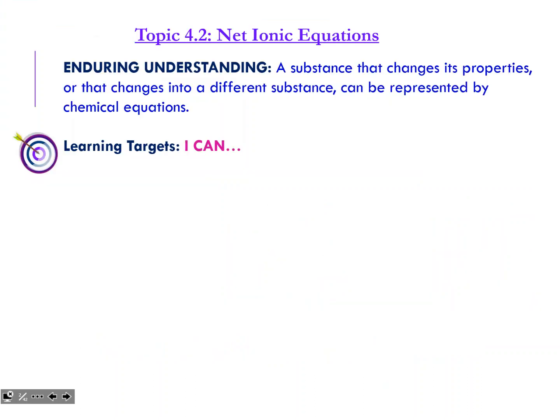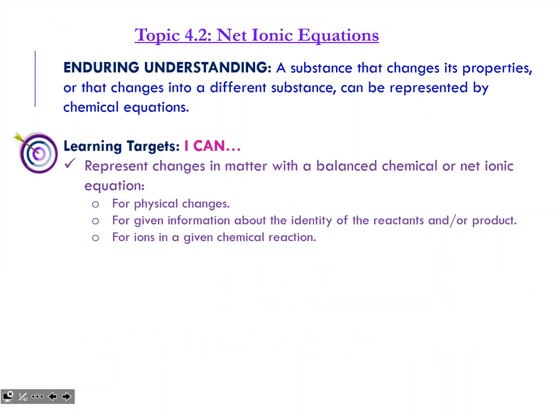So, enduring understanding is the same as the other Unit 4 ones. Basically, we're looking at chemical change, different substance, and this can be represented by chemical equations. Specifically for this set of notes, we're going to write balanced chemical equations for physical changes, and we're going to do it for given information about identity of reactants or products and for ions. So that means we're going to get into those precipitation reactions, separating them into ions and things.